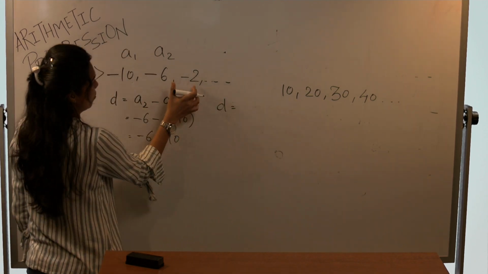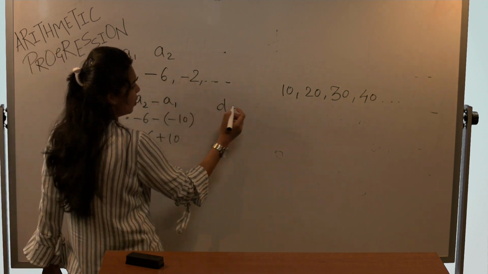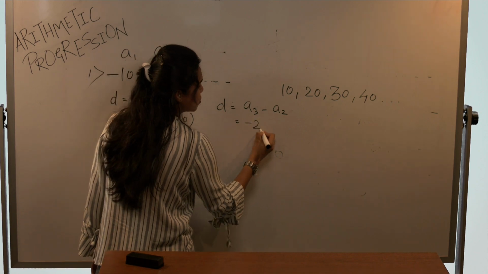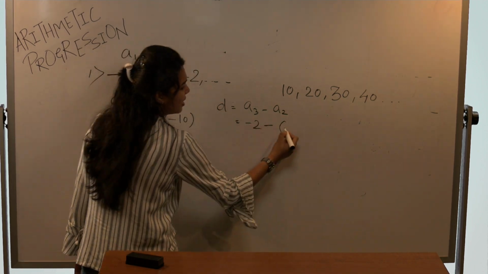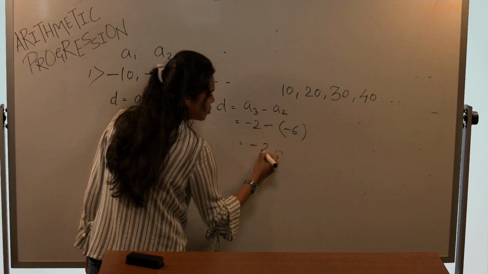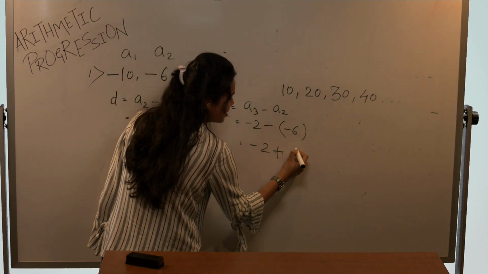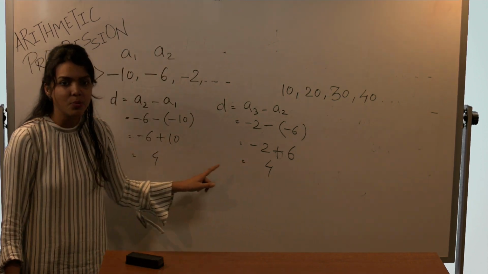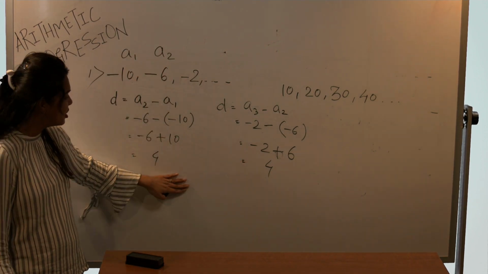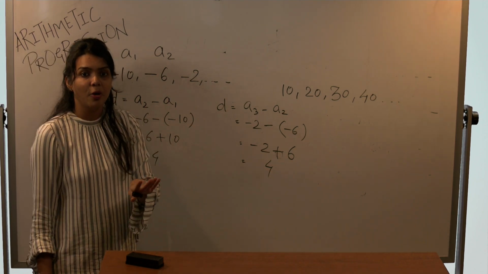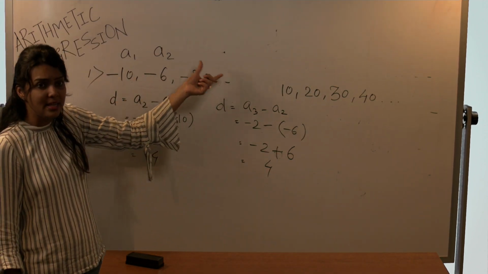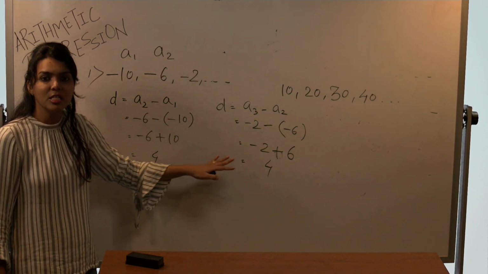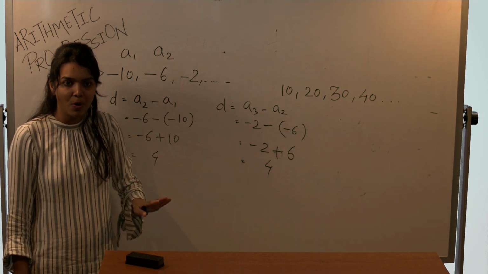Again D is equal to the next term minus preceding term. So A3 minus A2, which is A3, minus 2, minus A2, minus 6. So minus 2, this minus will get plus, this is 6. So 6 minus 2 is 4. Can you see the difference between two consecutive terms is the same, which is 4, 4. One more thing you can observe here: though the given pattern is negative numbers, the difference is positive.